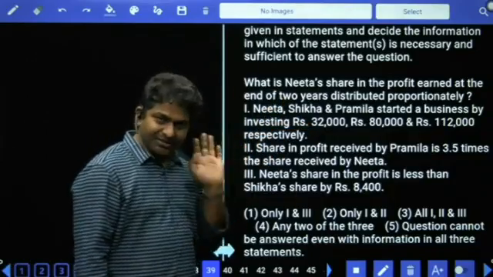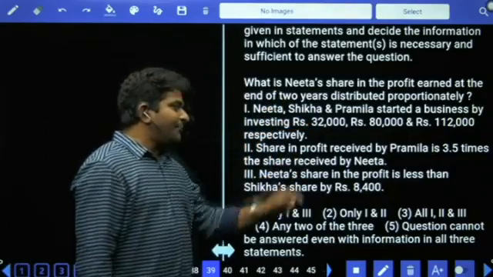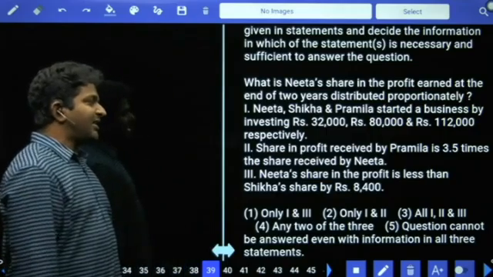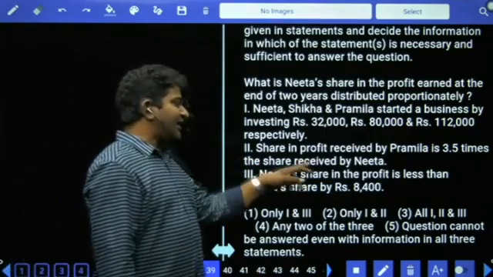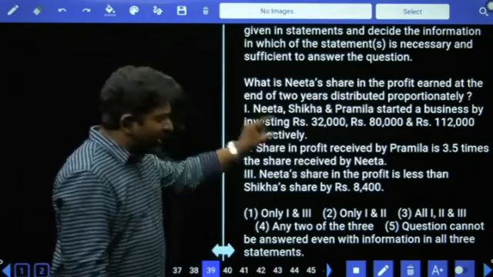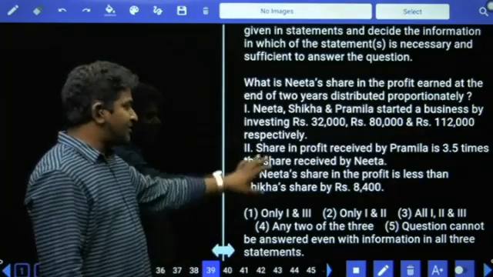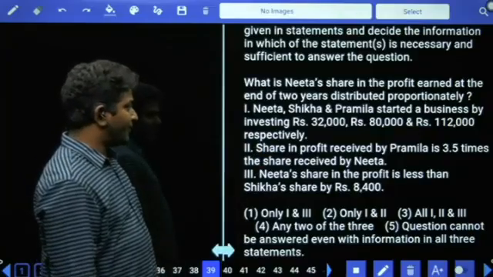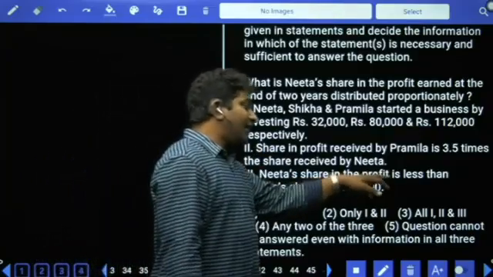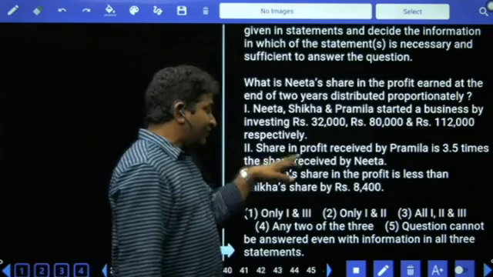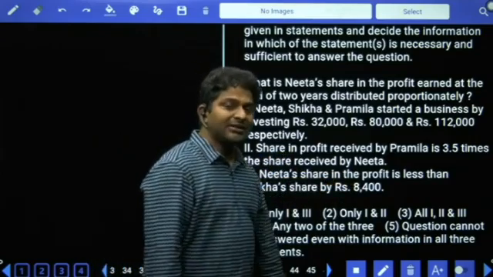Hence, one alone is not sufficient. Share in profit received by Pramila is 3.5 times the share received by Nita. Even here also, profit is not mentioned. Hence, 2 alone is also not sufficient. Nita's share in profit is less than Shiksha's share by 8,400.